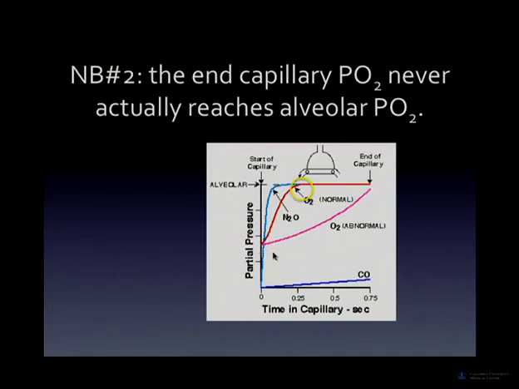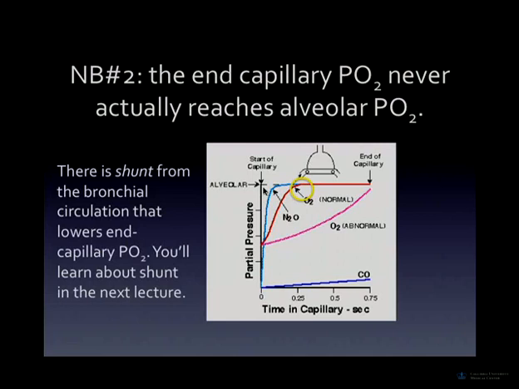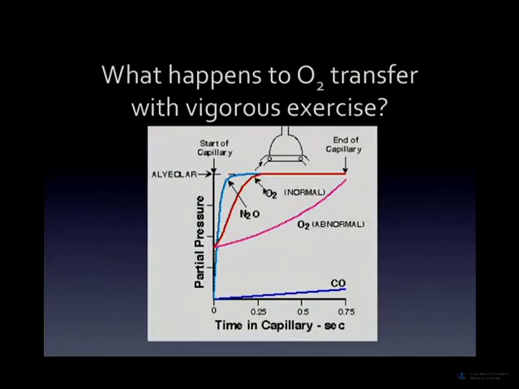The second point is that even though this graph is drawn such that the oxygen partial pressure of the capillary really reaches the alveolar pressure, that's not actually true in a real person. The end capillary PO2 never quite reaches alveolar PO2. And that's because of something called shunt from the bronchial circulation. So this is unoxygenated blood being dumped into this system that lowers end capillary PO2. And you're going to learn about shunt in the next hour as well. So just file that away.